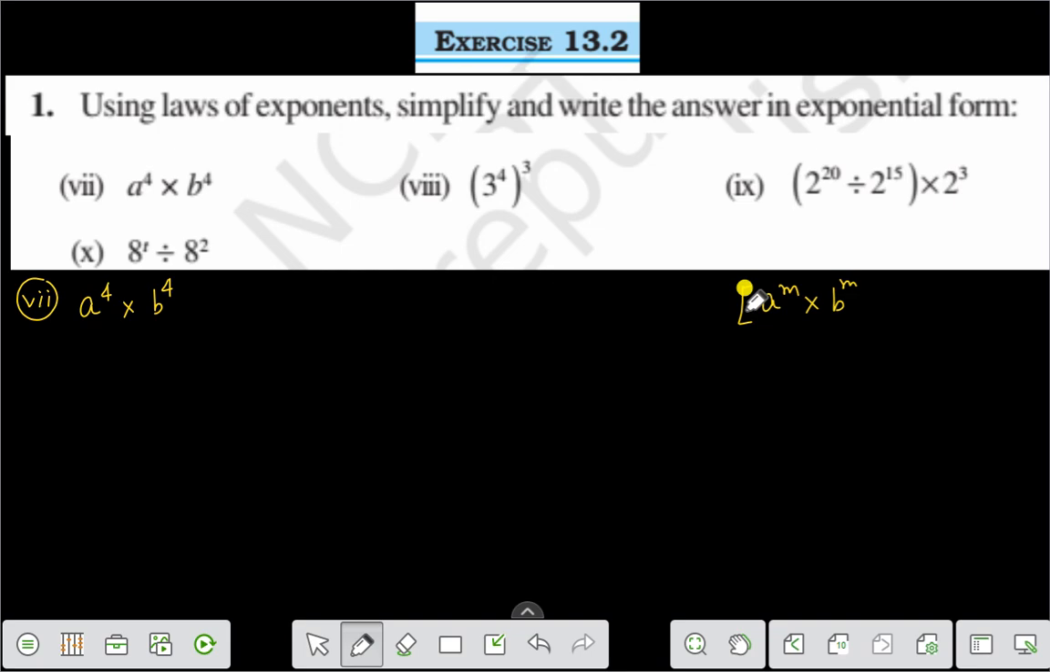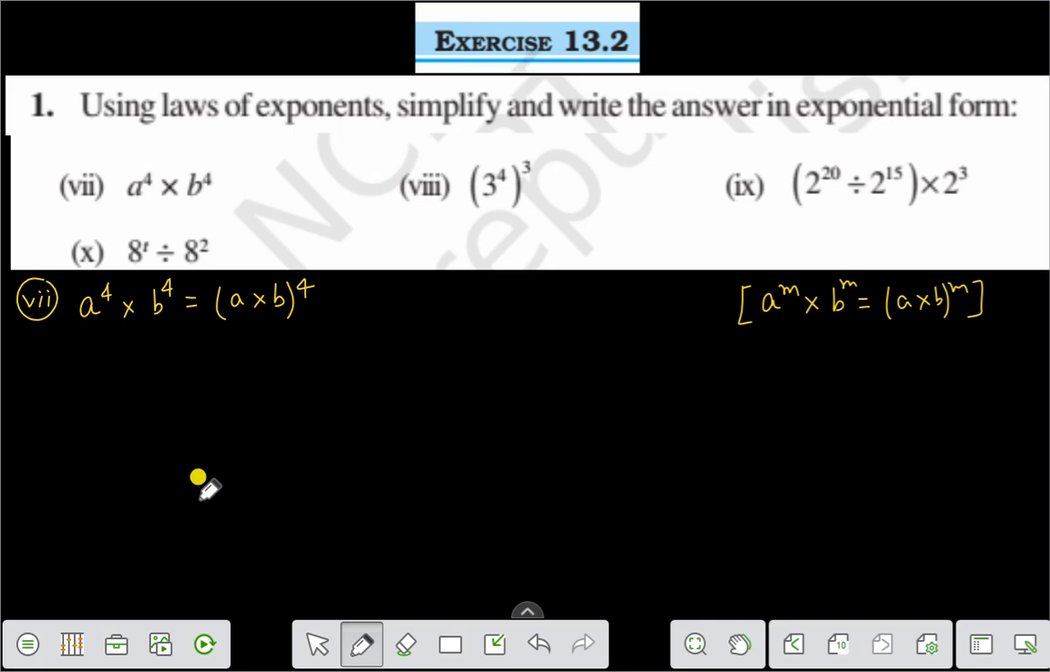Here you see the bases are different but the exponents are the same, right? That means if the exponents are the same, we can write a into b to the power m. You can use this formula here. Therefore, we can write a into b to the power 4, applying this formula.